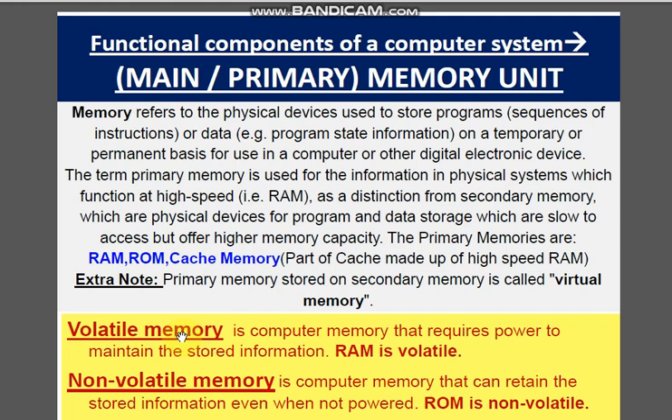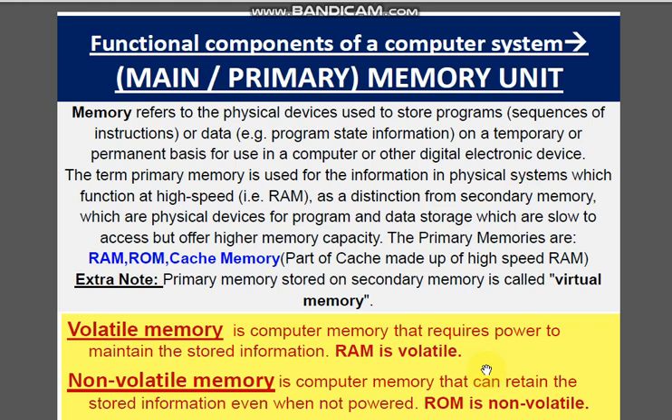So what is a volatile memory and what is a non-volatile memory? Volatile memory is computer memory that requires power to maintain the stored information. RAM is volatile. For example, you must have seen in chemical factories, or your mother or any girl who uses nail polish knows that nail polish remover is volatile in nature. It's kind of a spirit.